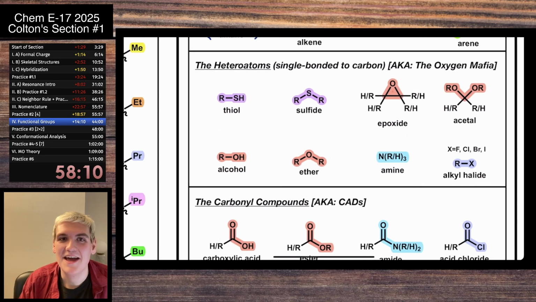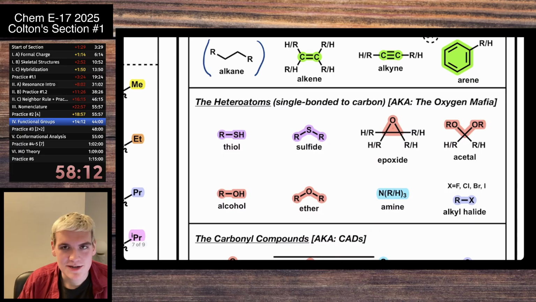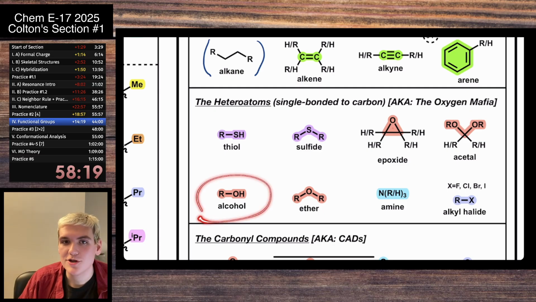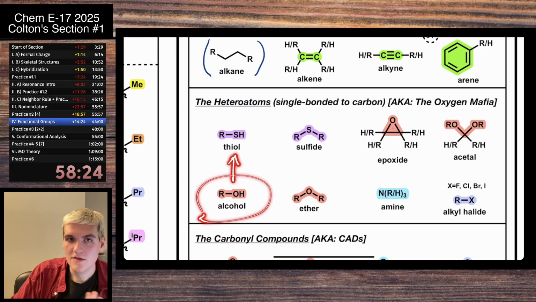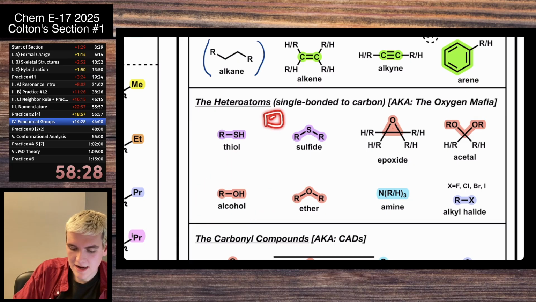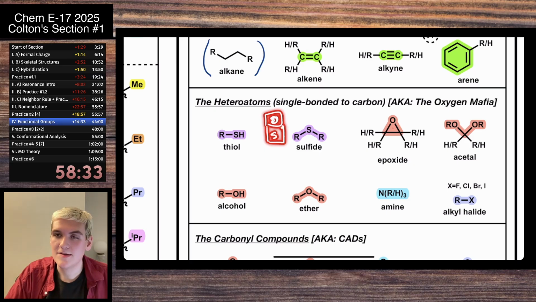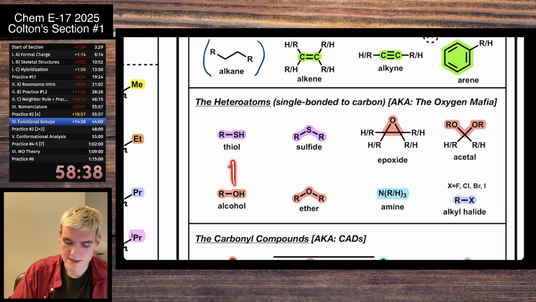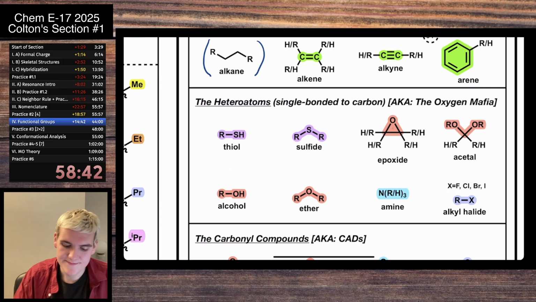Then we have the heteroatoms, otherwise called the oxygen mafia. Our quintessential member of the oxygen mafia is the alcohol. That is an OH on the molecule. And we have its cousin, the thiol. On the periodic table, you have oxygen, and right below it, you have sulfur. So they're going to react very similarly since they're in the same column and right next to each other. So we have the sulfur version of the alcohol, which is the thiol. And you'll see thio as a prefix for a lot of sulfur things.